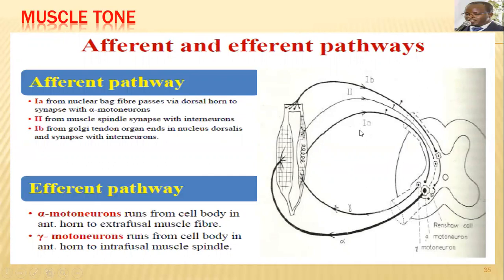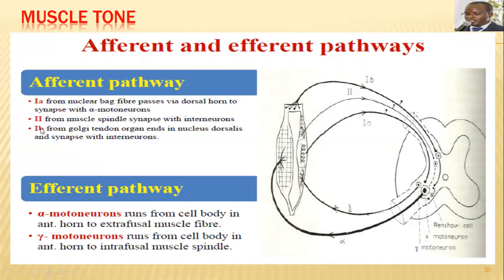So you can see the type 1A, which is the sensory, coming from the primary sensory endings within the intrafusal fibers. This is the sensory that is moving via the dorsal root. Then within the dorsal horn, it is going to form a synapse with a motor neuron. So you can see this is the alpha motor neuron.